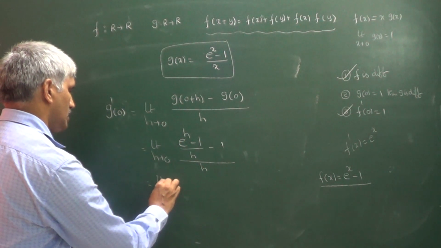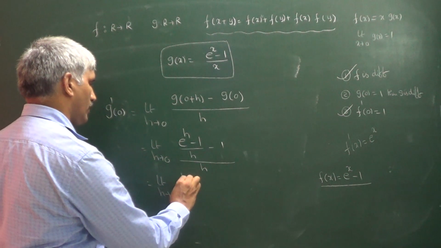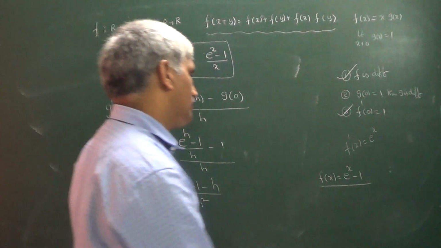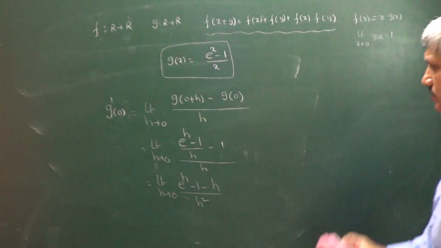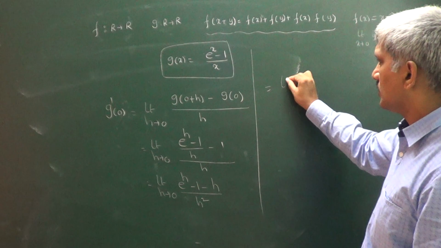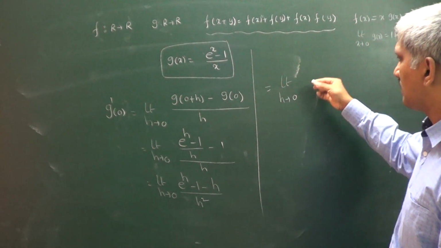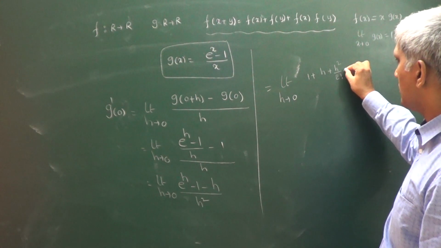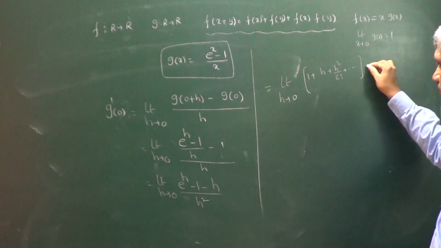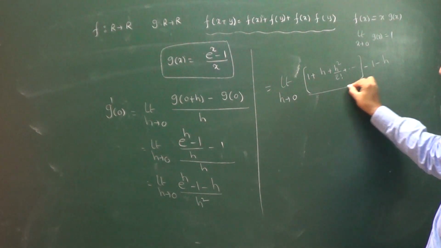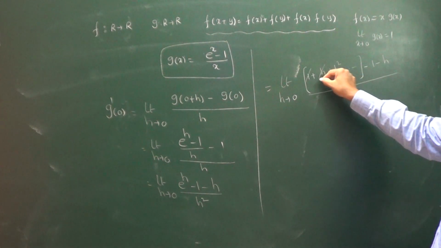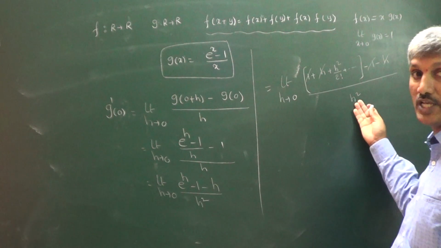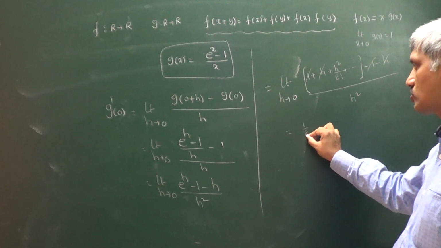Now what about this simplification? Limit h tends to 0 of (e^h minus 1 minus h) divided by h squared. I hope everyone knows the expansion of e^h. We can write further, limit h tends to 0, e^h is equal to 1 + h/1! + h^2/2! and so on. That is the expansion of e^h, minus 1 minus h, divided by h squared. The 1 + h minus 1 minus h gets cancelled. From all the terms you can take h squared common and cancel. So we are getting the value of the limit is equal to 1/2.